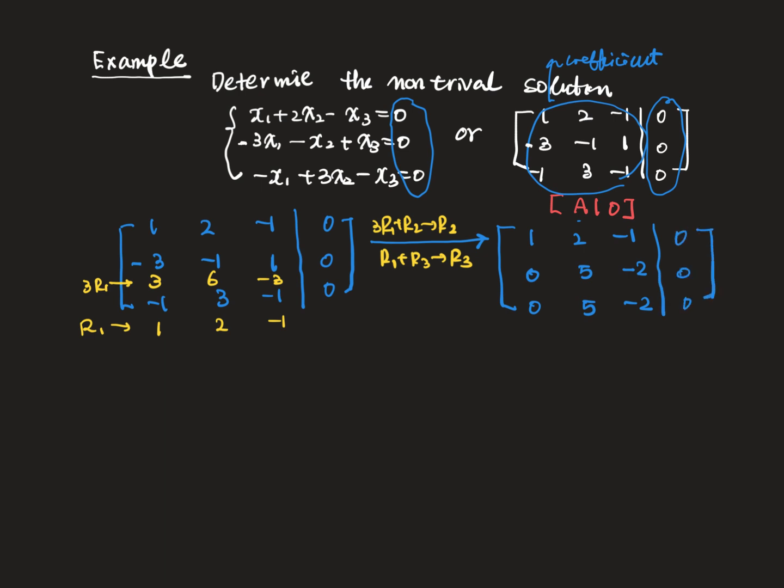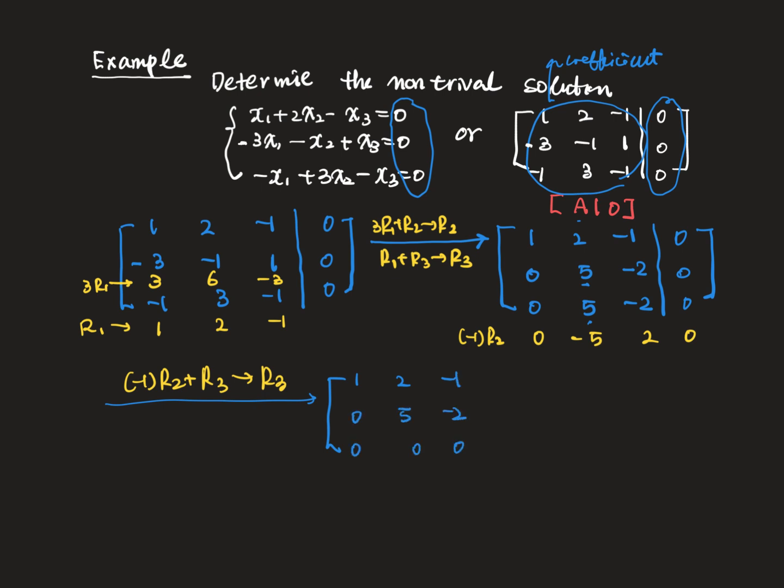Everyone see that? So here the pivot is the 5. This entry should be 0, so you're going to see what you have to do. -1 R2 is going to be 0, -5, 2, and 0. So you have a new one right here. -1 R2 plus R3 goes to R3. So you have a new augmented matrix: 1, 2, -1, 0, 5, -2, 0, 0, 0, and the constants 0, 0, 0.